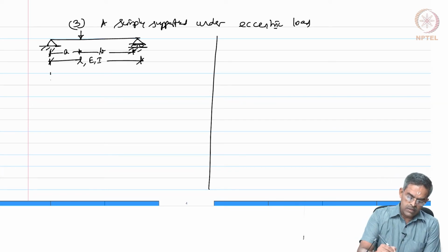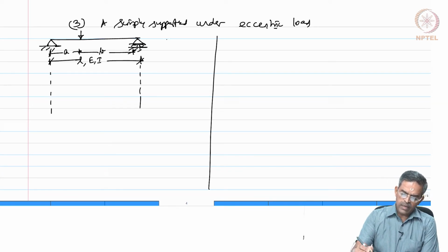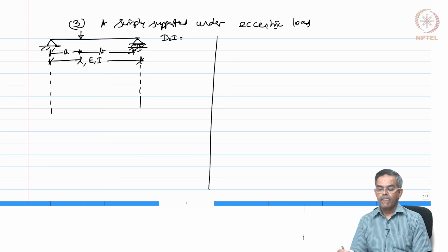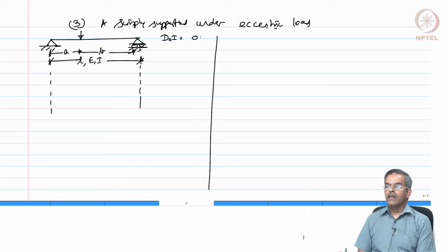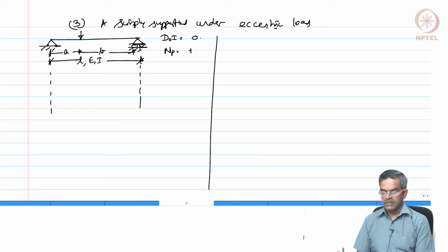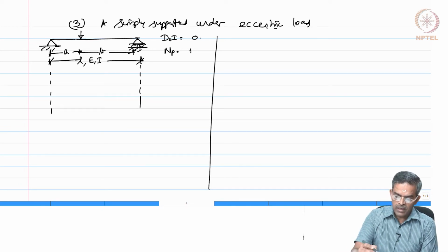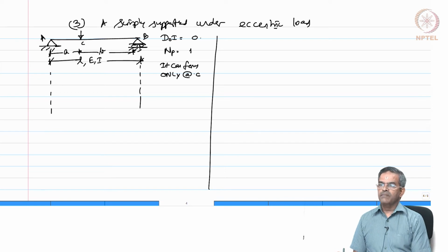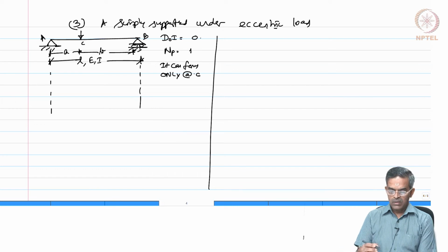Let me draw the statically admissible bending moment diagram. Let us first ask, what is the degree of indeterminacy for this beam? It is 0, is it not? Nil. So, how many plastic hinges do I need? I need only one plastic hinge. Where can it form? Let us say this is my A, this is my B and C. It can form only at C. It cannot form at A and B because A and B are already hinged connections. So, let us draw the bending moment diagram.